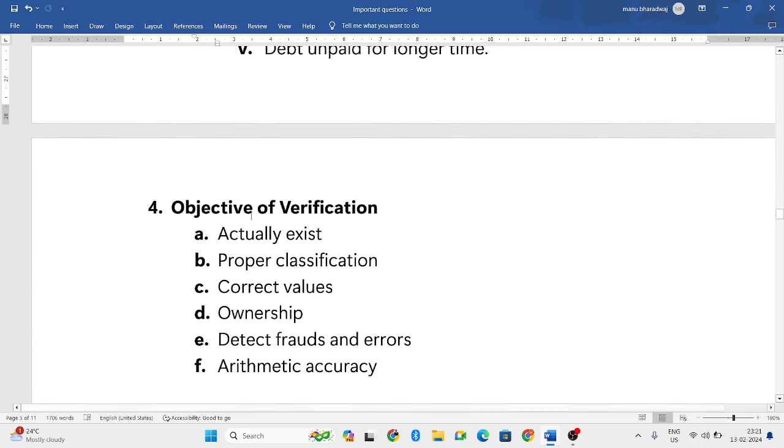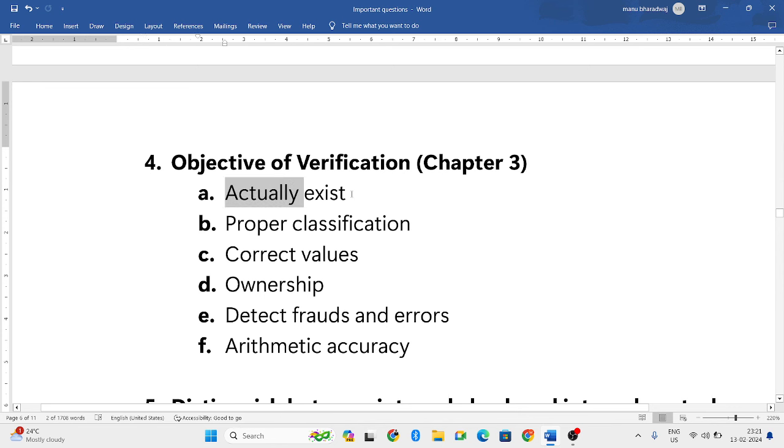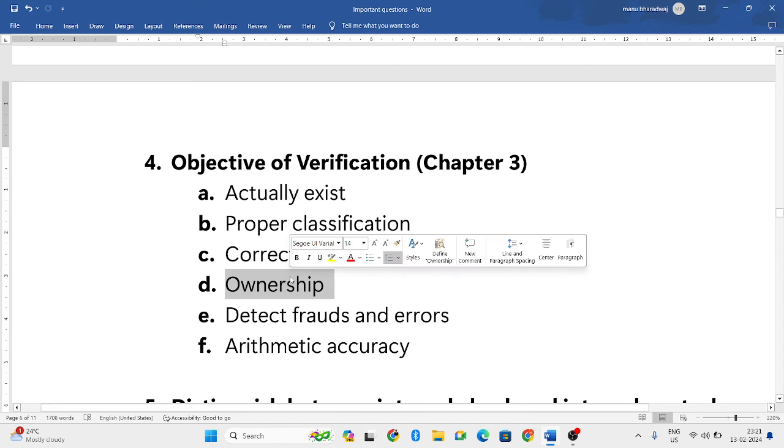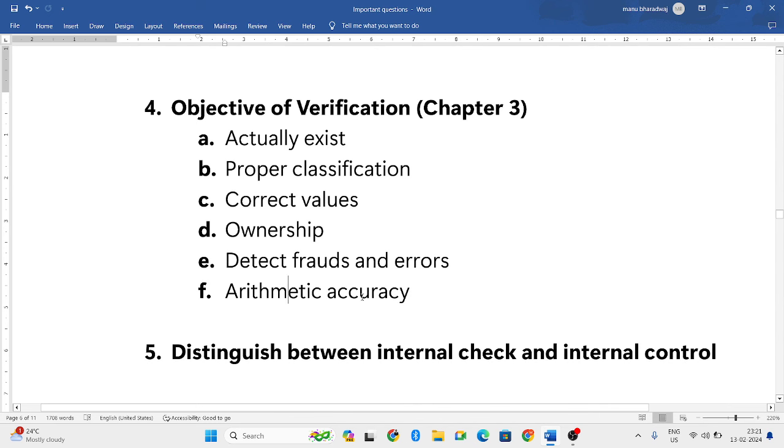Next you have the fourth question, that is objective of verification. This question is also from chapter 3. In verification, you have to check whether the assets and liabilities actually exist and whether they are properly classified in the balance sheet and entered at the correct and exact values, and whether the ownership of the assets is with the company only, and check for any frauds or errors. That is also the main objective of verification. Then arithmetic accuracy, whether the money value of the assets is proper or not.